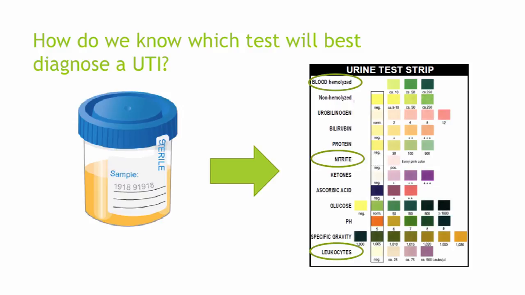Nitrite is positive when we have the presence of a nitrite-producing organism, which is generally a gram-negative bacteria. And leukocyte esterase is an enzyme that's released by white blood cells and reflects the presence of these cells. So the more of these tests that are positive in your urine dipstick, the more likely it is that our patient has a urinary tract infection.